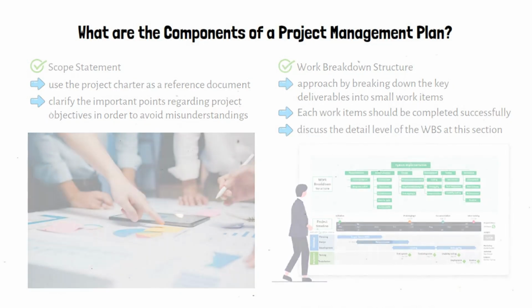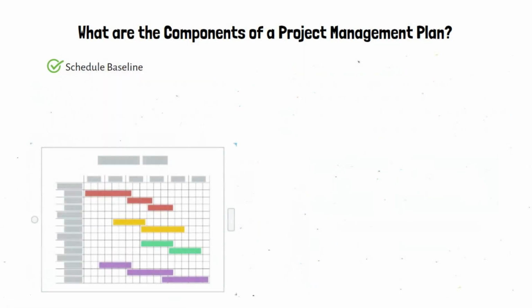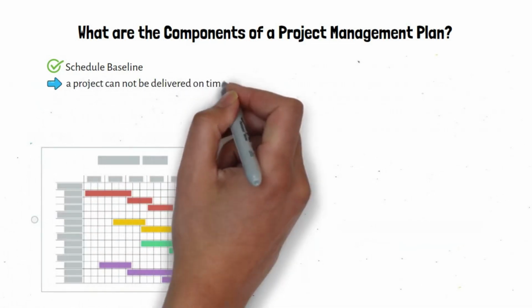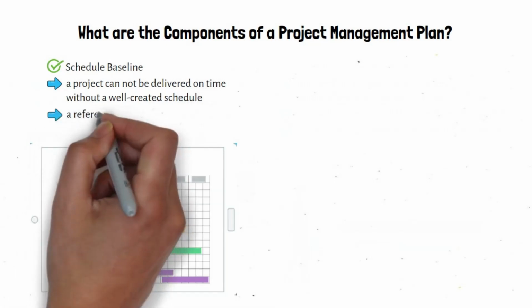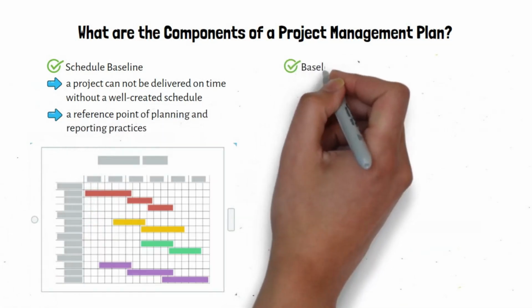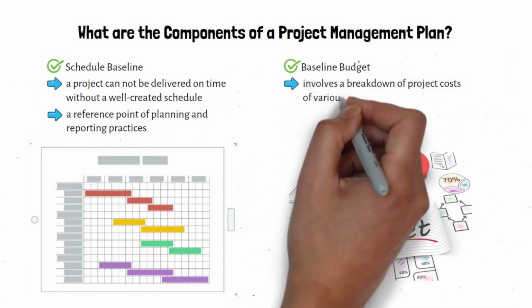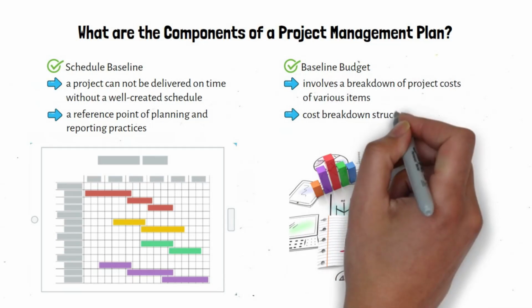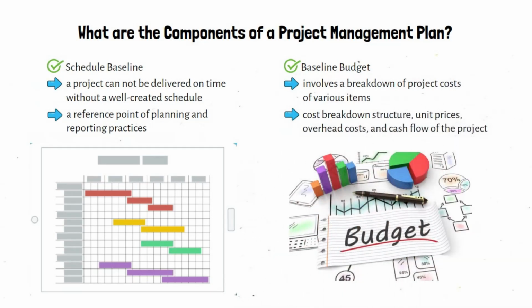Schedule baseline. Schedule baseline or baseline schedule is an indispensable part of the project management plan because a project cannot be delivered on time without a well-created schedule. Because the schedule baseline, which is organized by WBS levels, is a reference point of planning and reporting practices. Baseline budget. A baseline budget involves a breakdown of project costs of various items. It includes the cost breakdown structure, unit prices, overhead costs, and cash flow of the project.